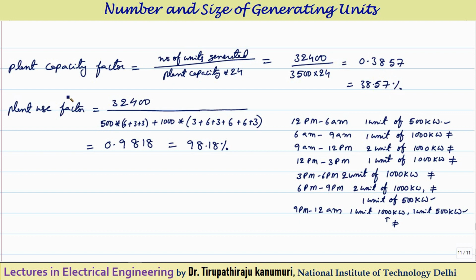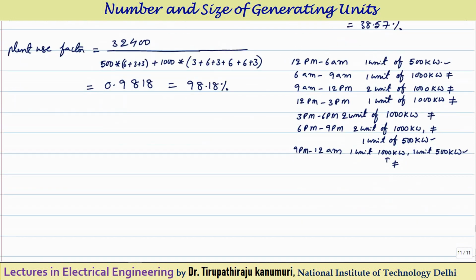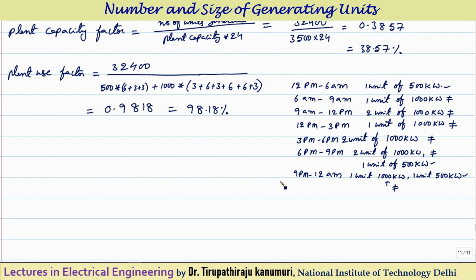Now coming to the plant use factor. Plant use factor will increase drastically by dividing this into small units. You can observe here, again, I have kept the entire load scheduling here. So total units generated, 32,400, divided by each unit capacity multiplied by the time for which it is running, because we have only two types of unit. One is 500, another one is 1000. You can see the 500 kilowatt is running here, from 12 to 6. That means 6 hours, so I have mentioned 6 here.